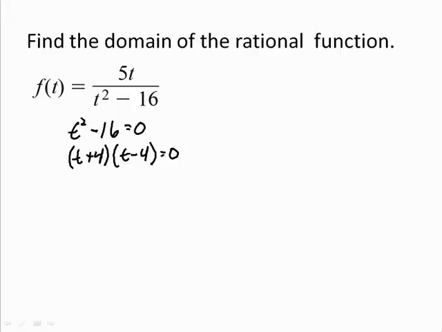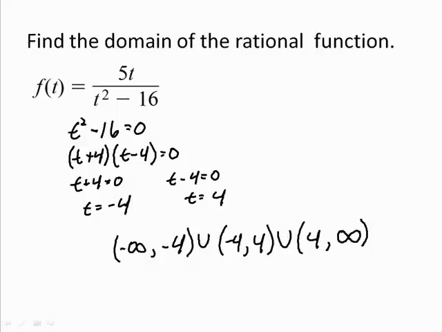This expression is equal to 0 when either of the factors are equal to 0. So set both factors equal to 0 and solve for t in each case. T plus 4 equals 0. Subtract 4 from each side. T equals negative 4. T minus 4 equals 0. Add 4 to each side. T equals 4. So the domain of this function is all values of t besides negative 4 and 4. The domain is negative infinity to negative 4, negative 4 to 4, and 4 to infinity.